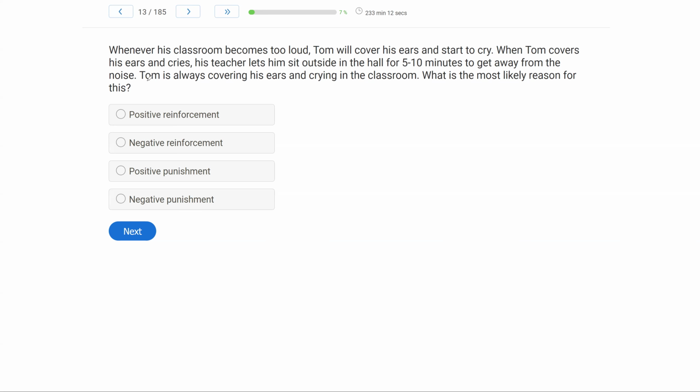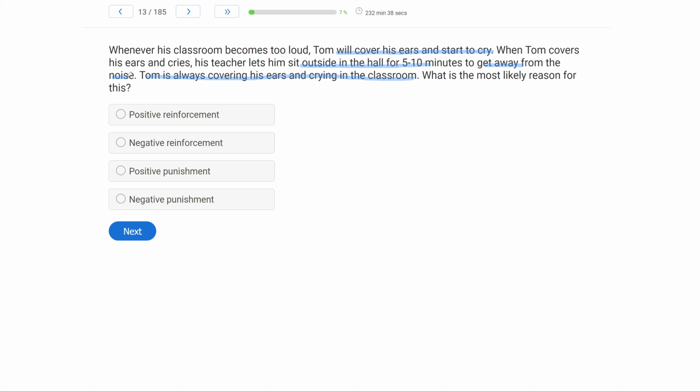What are we looking for? We're looking for why Tom is always covering his ears and crying in the classroom. And one, that's an immediate giveaway that this is reinforcement or punishment. It's going to be reinforcement, right? Because when the classroom is too loud, Tom covers his ears and starts to cry, and he always does this. So whatever the consequence is, it is at the very least maintaining this behavior, if not increasing it. Now, what's the consequence? Well, when Tom covers his ears and cries, he goes outside in the hall to get away from the noise. He's escaping the noise.